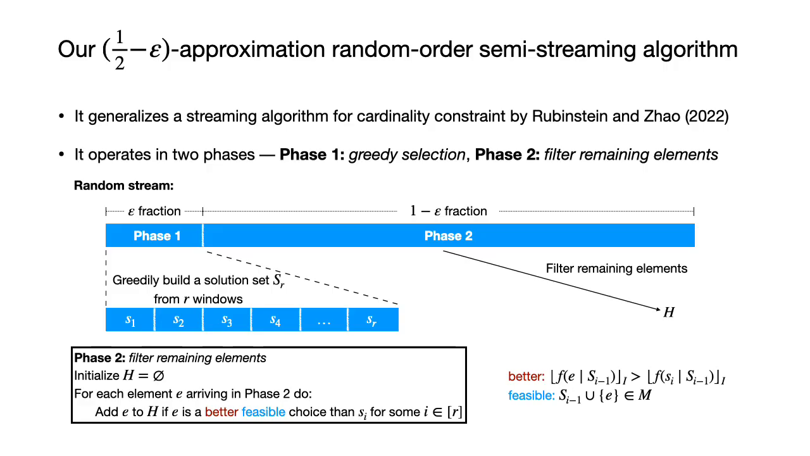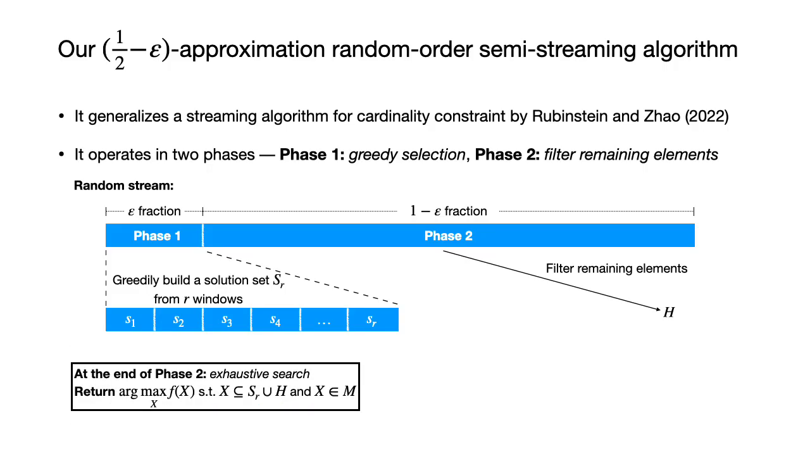belong to the matroid. Notice that here, when we do the comparison, we first round these marginal values to some discretization denoted by I. It turns out this rounding operator is crucial to achieve near-linear memory. At the end of the second phase, the algorithm takes the union of the solution set SR constructed in the first phase and the set of elements H that pass the filter in the second phase, and runs an exhaustive search to find the best feasible subset of the union and returns that as the final solution set.